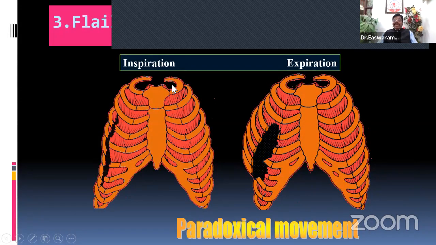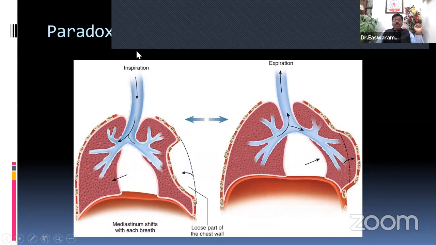During inspiration and expiration, what happens is just opposite to what should happen. What do you mean by it? For example, normally you and me, when we take a deep inspiration, the lung expands. Okay. But here, because this flail segment is a separate segment, when you breathe in, because of the negative pressure, this particular flail segment is sucked inside.